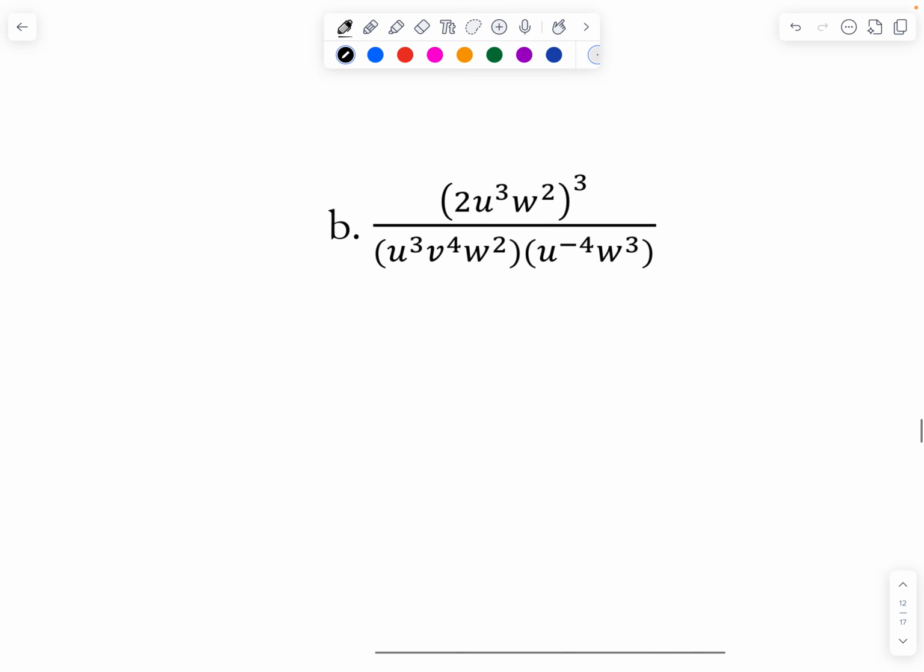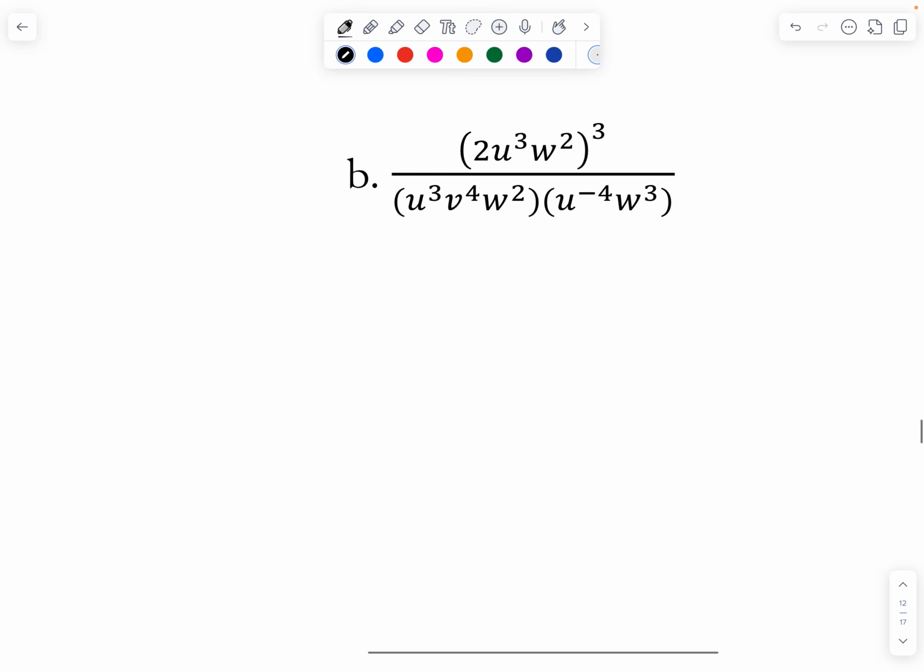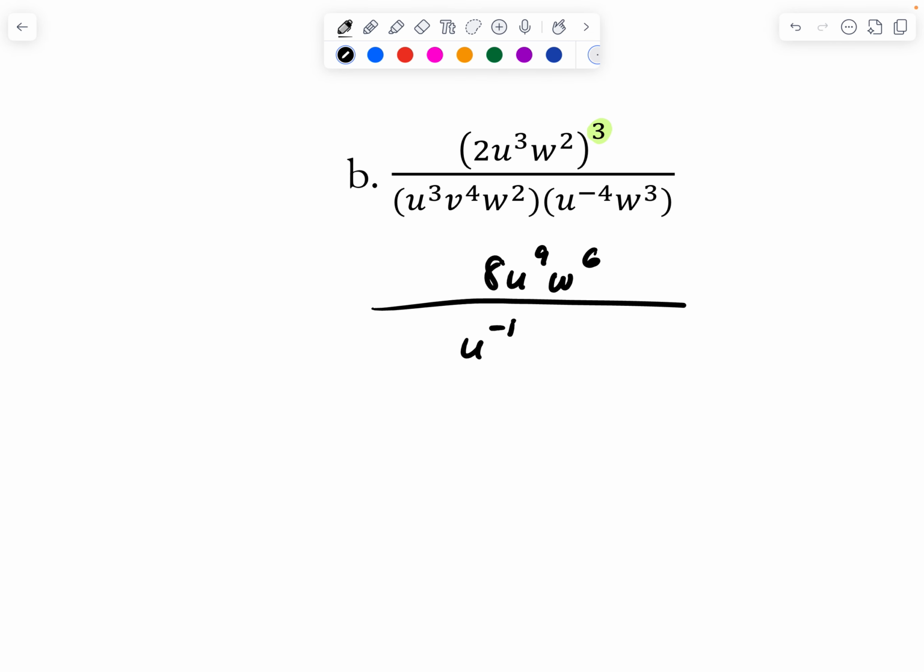For this one, we've got options here. I'm going to go ahead and deal with this cube first. So I'm going to get 8, which is 2 cubed. U cubed raised to the 3rd power is u to the 9th. W squared to the 3rd power is w to the 6th power. Down here, I can add these together and get u to the -1st power, v to the 4th power, and then w to the 5th power.